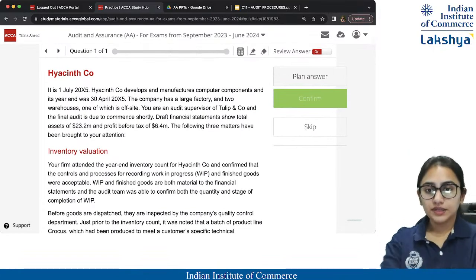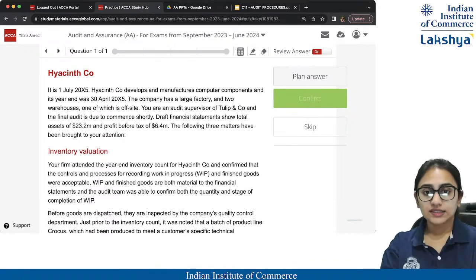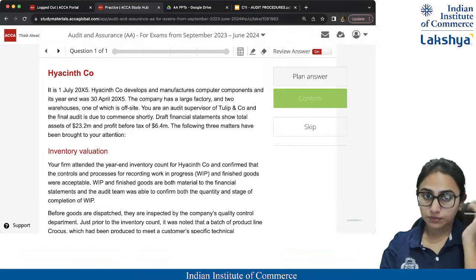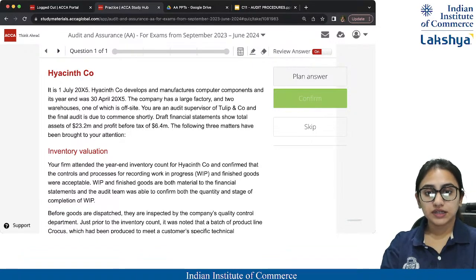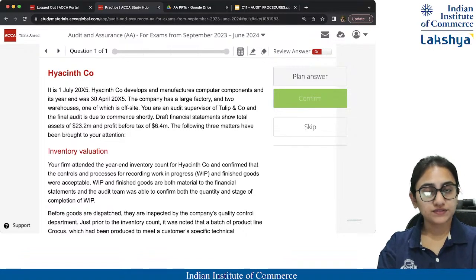So Hyacinth Company, it is 1 July 20x5. Hyacinth Company develops and manufactures computer components, and its year end was 30th April 20x5. The company has a large factory and 2 warehouses, one of which is off-site. You are an audit supervisor of Tulip and Company, and the final audit is due to commence shortly. Draft financial statements show total assets of $23.2 million and profit before tax of $6.4 million. The following 3 matters have been brought to your attention.